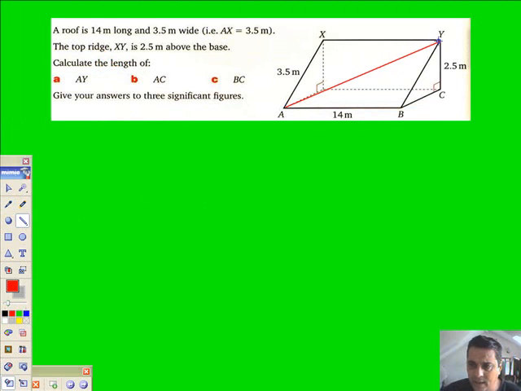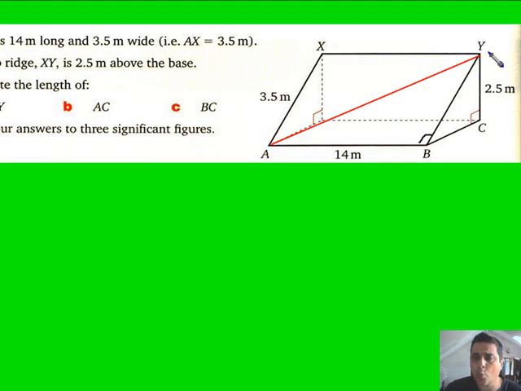A to Y, lovely. I've got a beautiful triangle, and let me just show you that. There's a right angle triangle. AY is the hypotenuse of that triangle there. There's the 14. I don't know what YB is, so I've got to work out YB. But hold your horses. YB is the same as XA, which is 3.5 meters. Therefore, I'm now going to work out AY.